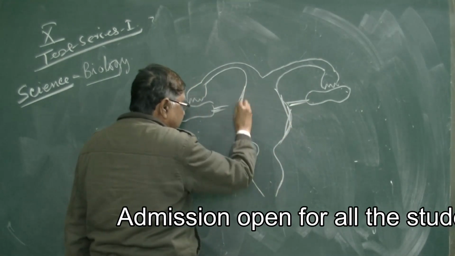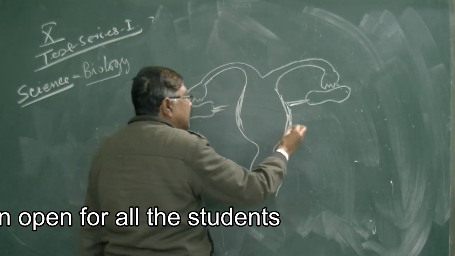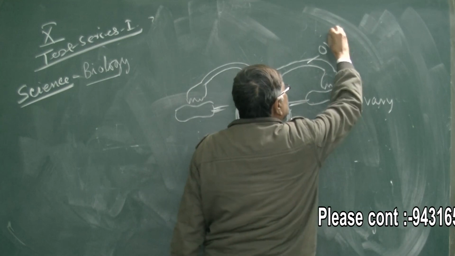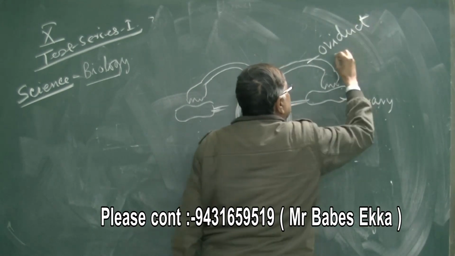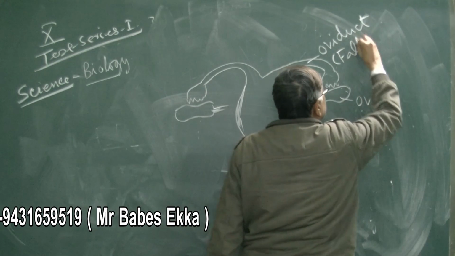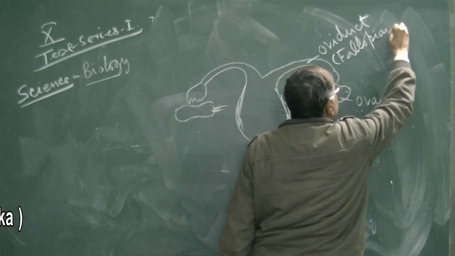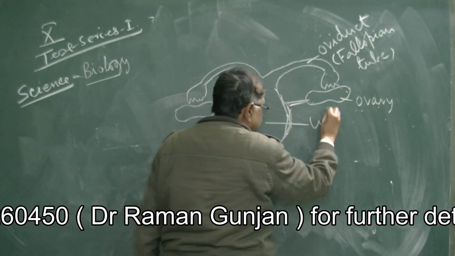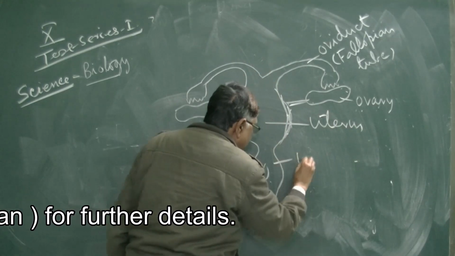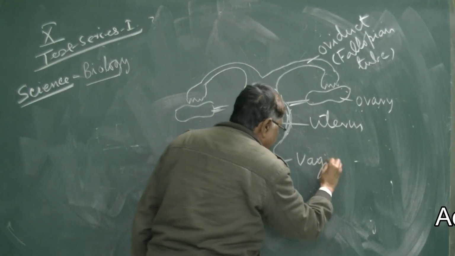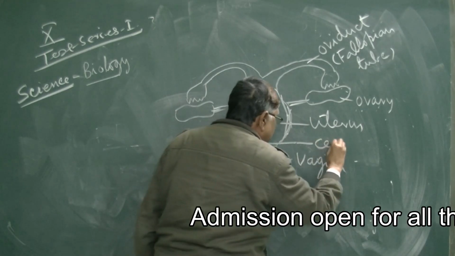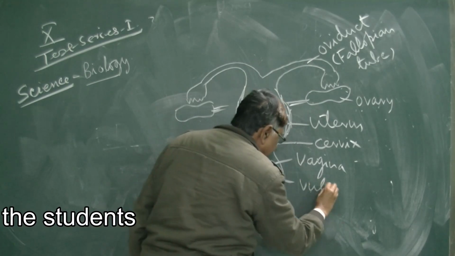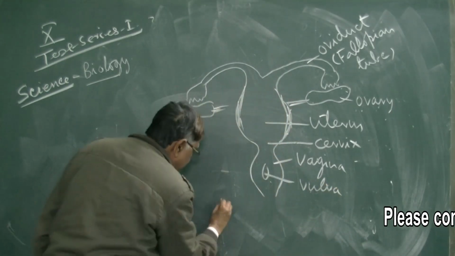This is a diagrammatic representation of the female reproductive system. It is ovary, oviduct, the fallopian tube, what we call, uterus, vagina, the lower narrow end cervix, lower narrow end of uterus, and the vulva, the external opening of the female reproductive system.